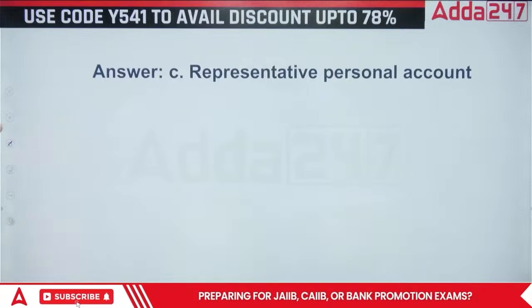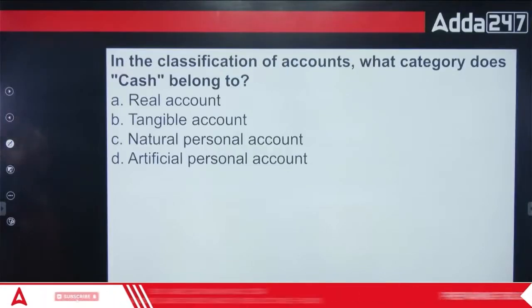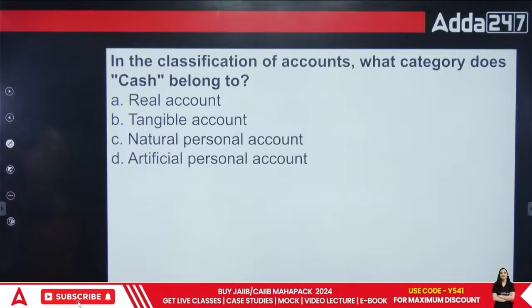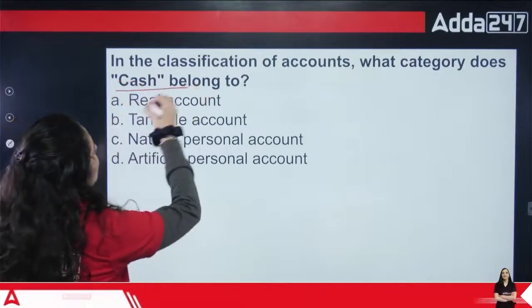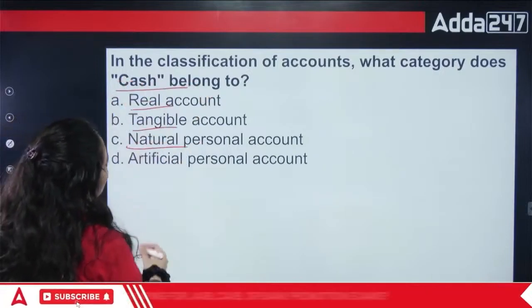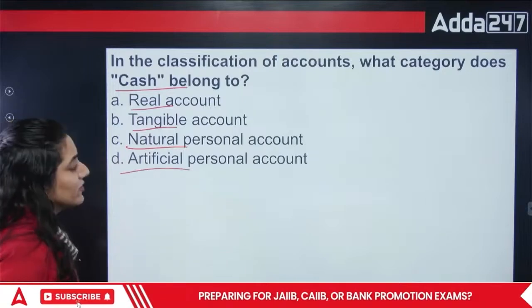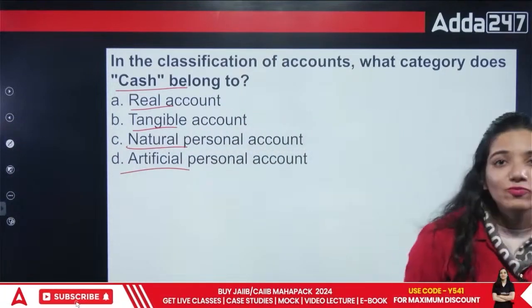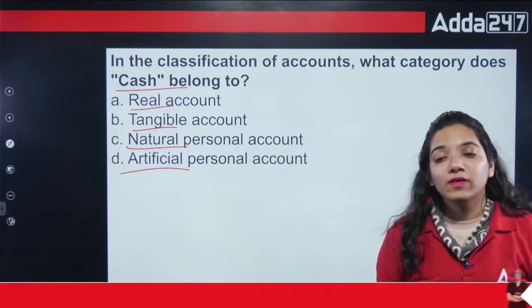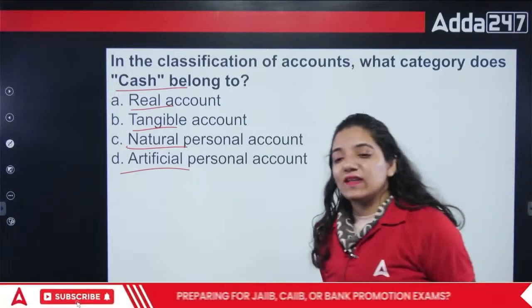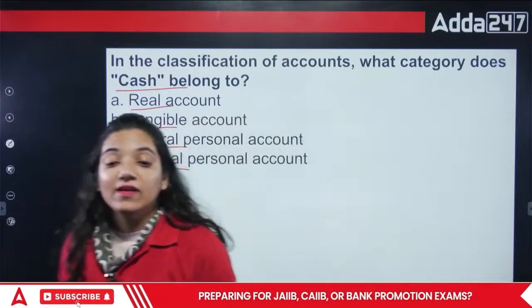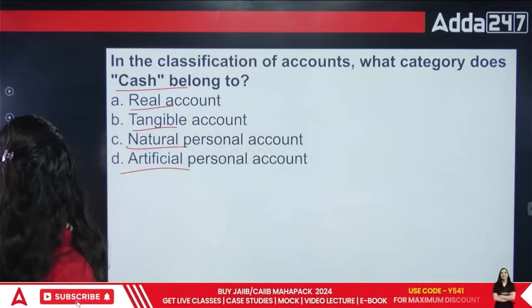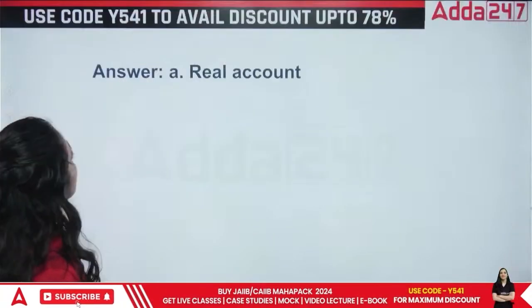That is representative personal account. Next question. In the classification of accounts, what category does cash belong to? Real, tangible account, then natural personal, or artificial personal account? Cash is actually an asset through which we earn more, isn't it? So in this case, in the classification of accounts, what category does cash belong to? Cash belongs to the area of real account, everyone.